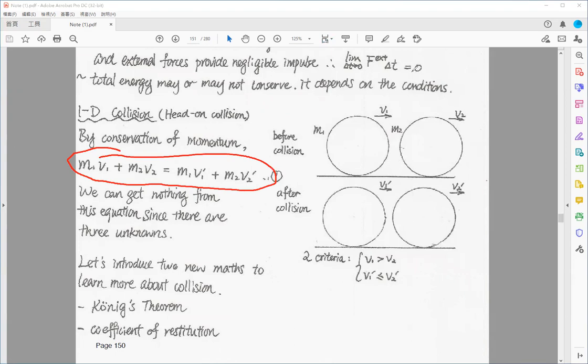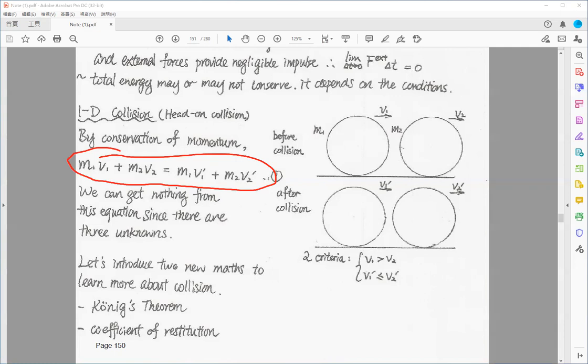So how about energy? How about the energy in the collision? The energy in the collision may not be conserved because during the collision you can hear the sound, and also after many collisions the object will become hotter, so there will be some thermal energy. Now the kinetic energy of the object may be converted to sound. So that means the total kinetic energy may not be conserved.